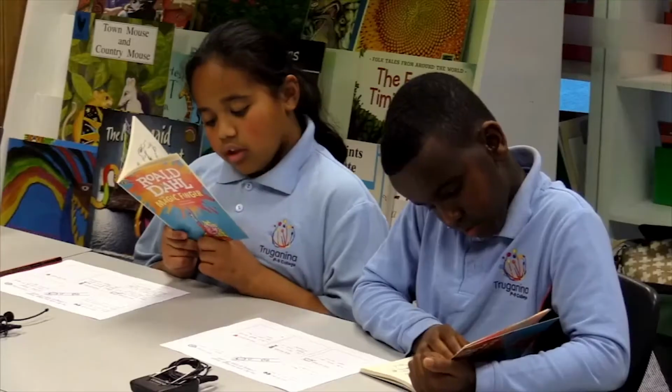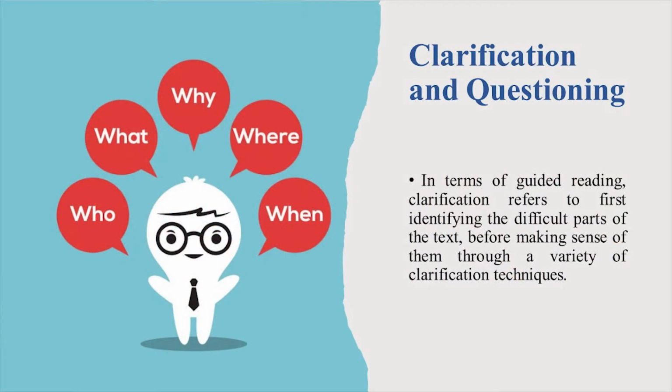So in today's guided reading session, the focus for that group was looking at point of view, clarification and questioning. In terms of guided reading, clarification refers to first identifying the difficult parts of the text before making sense of them through a variety of clarification techniques. These techniques can be as simple as looking up a word in a dictionary. There are other tools available to students, however.